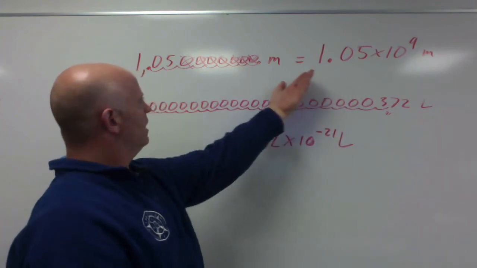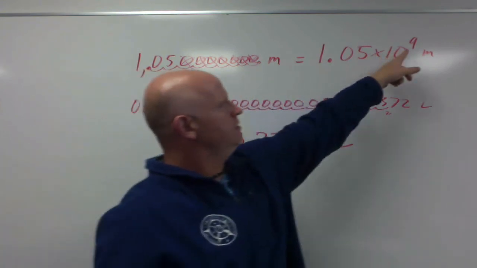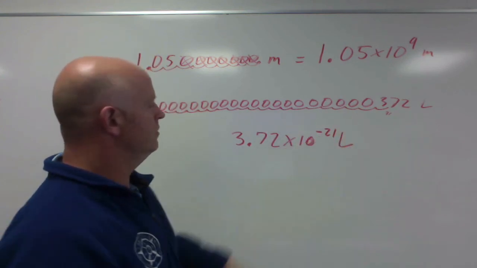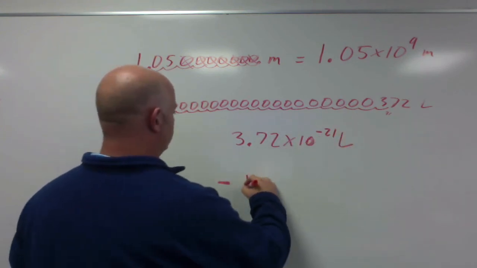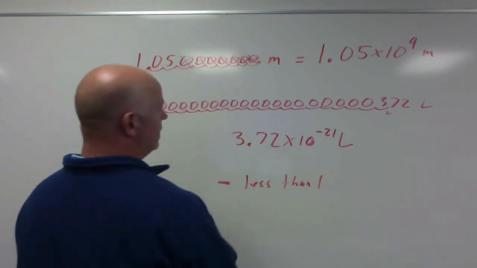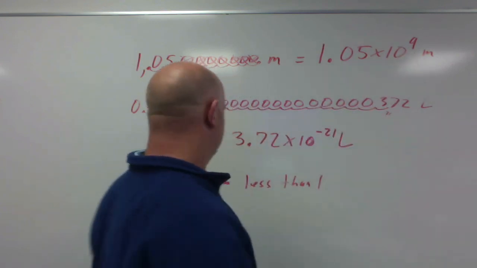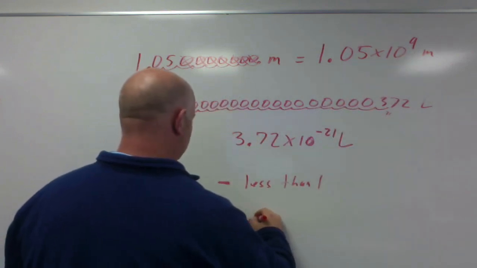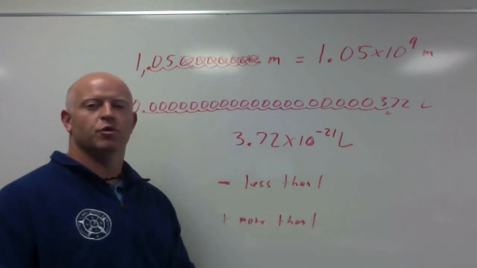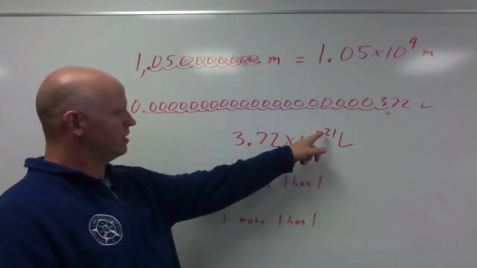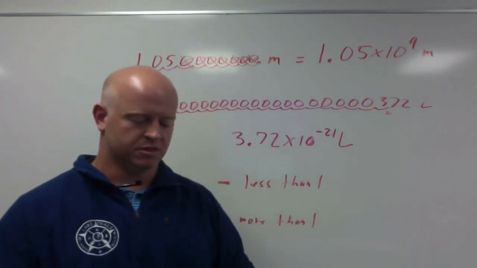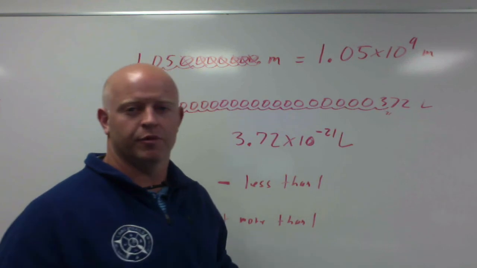So moving to the left, we use a positive. Moving to the right, we use a negative. A negative sign tells you that your value is less than 1. Anytime the exponent is positive, that means that your value was more than 1. So these are ways to kind of know: very small means less than 1, and positive must be greater than 1.